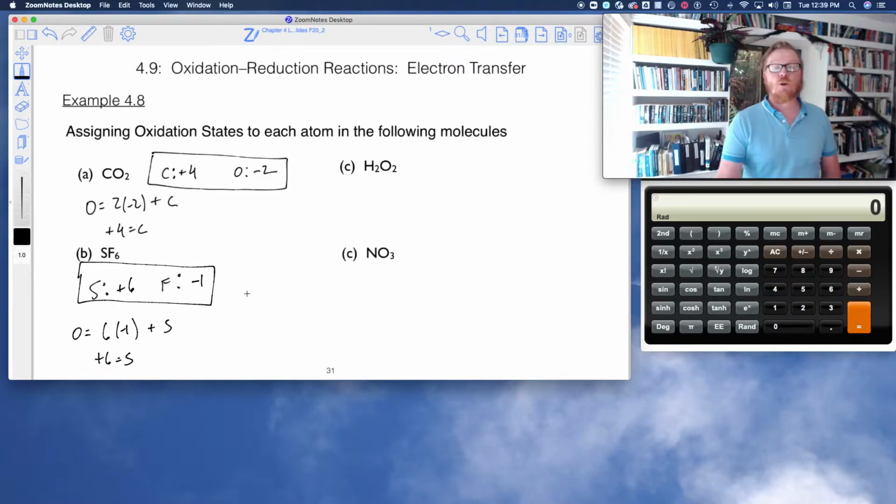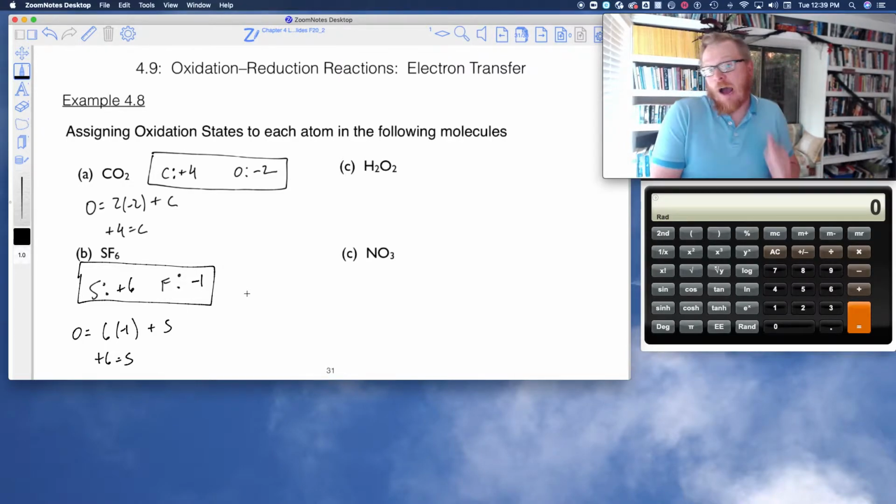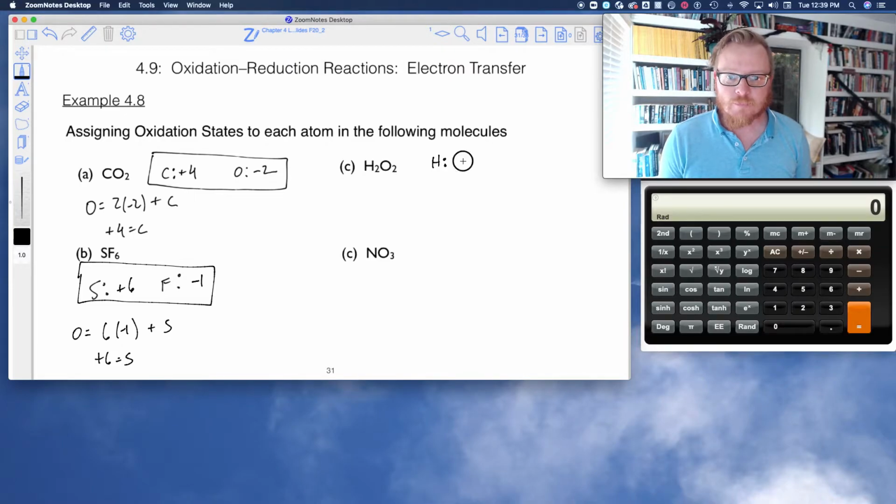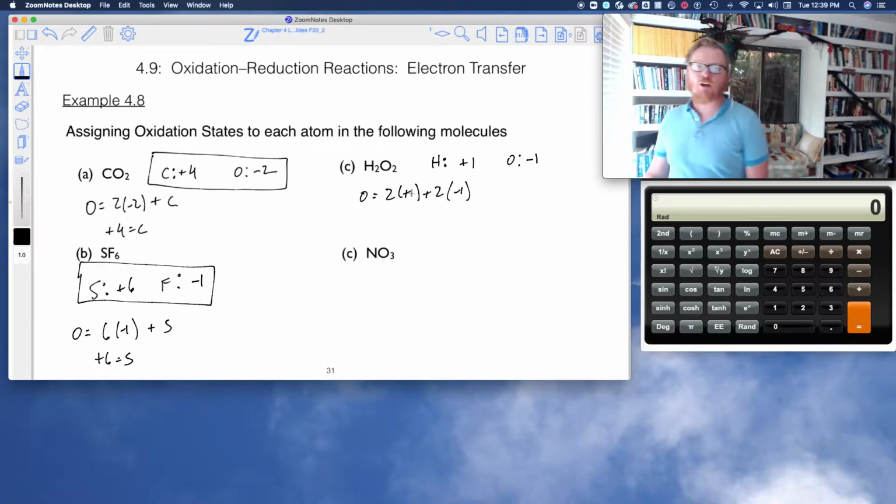So what about H2O2? Well, I just did that one. So this is our hydrogen peroxide. So each hydrogen is +1 and each oxygen is -1. And we would also deduce that because, again, it's a neutral compound. Everything has to add up to 0. There's 2 hydrogens, and they're each +1. And there's 2 oxygens, and they're each -1. So that all checks out.